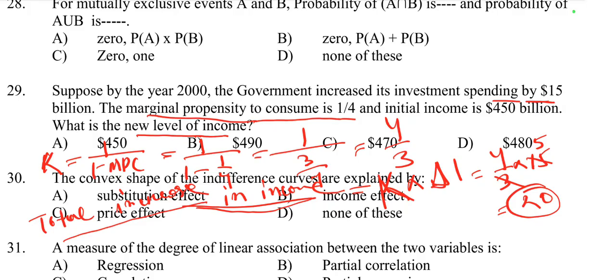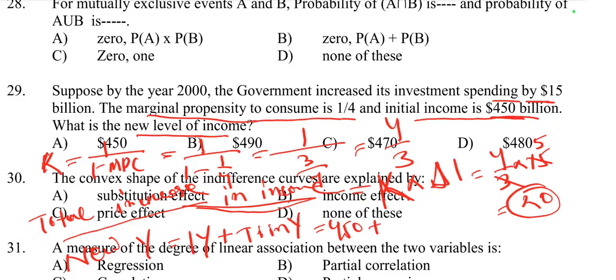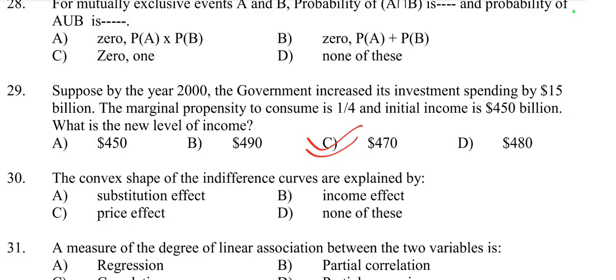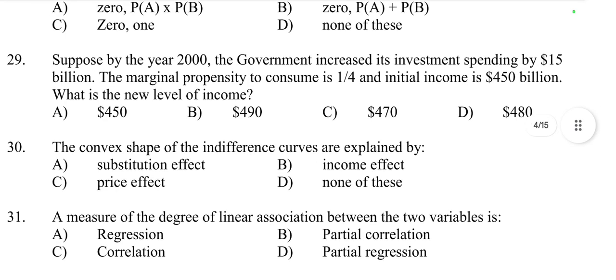Now we can find the value of the new income. New income means initial income plus total increase in income. The initial income was 450, and the total increase in income is 20. So 450 plus 20 is equal to 470. So the new income is 470. The right option here is C, 470.